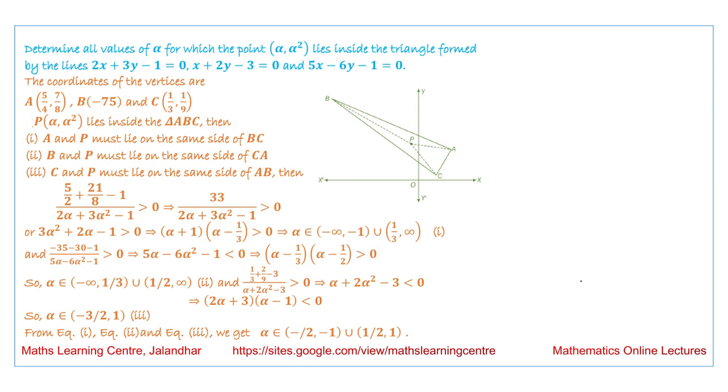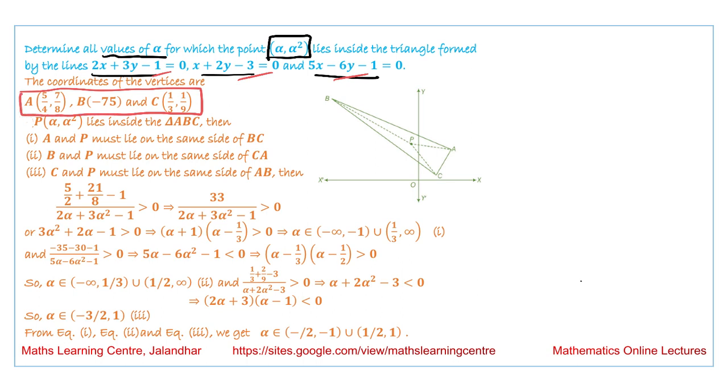Now next we have: determine all the values of alpha for which the point (alpha, alpha square) lies inside the triangle formed by these three lines. If we solve these three equations, we obtain the coordinates of three points. The point A we obtain is (5/4, 7/8). The point B we have obtained is (-7, 5), and the point C we have obtained is (1/3, 1/9).